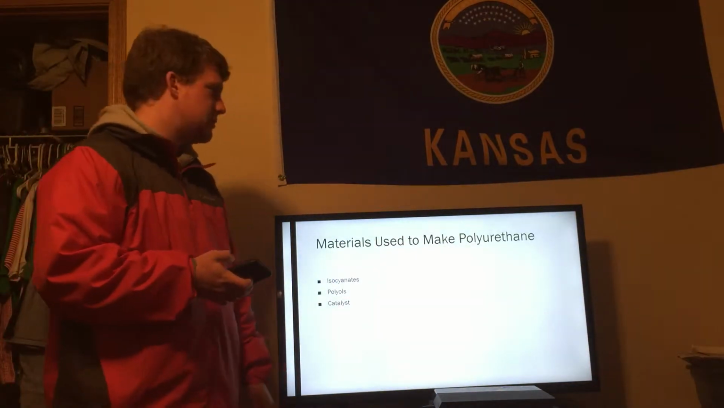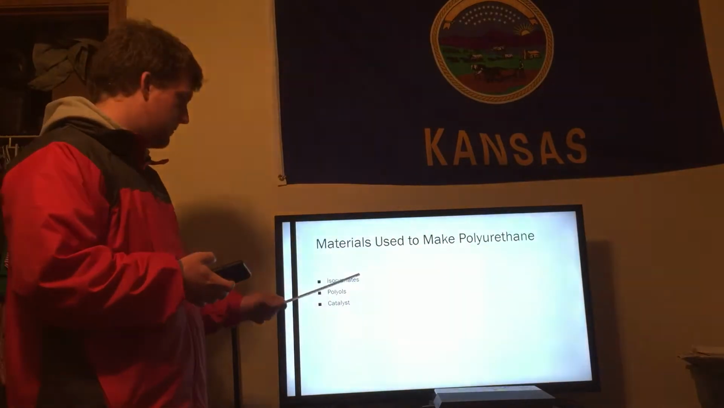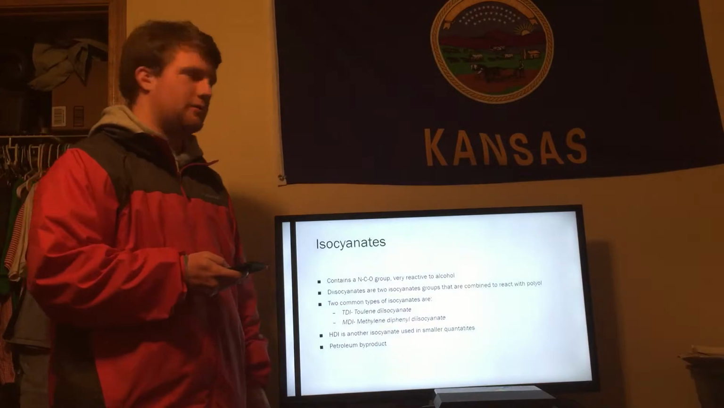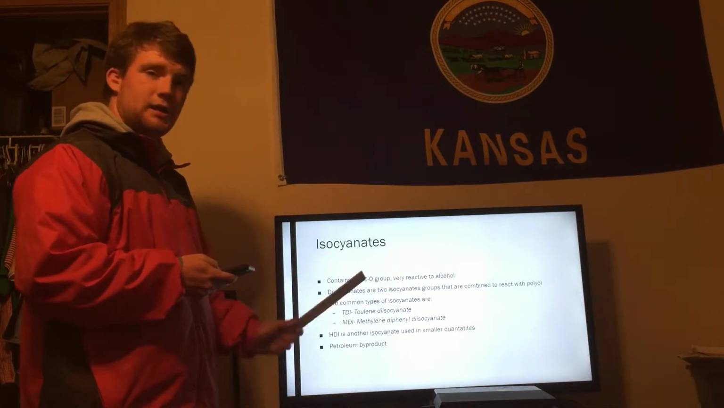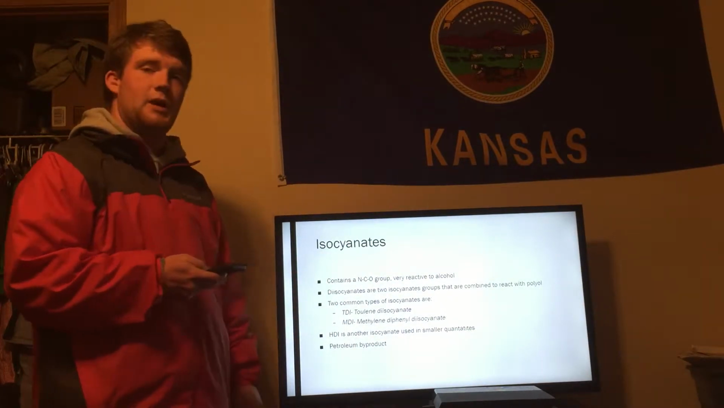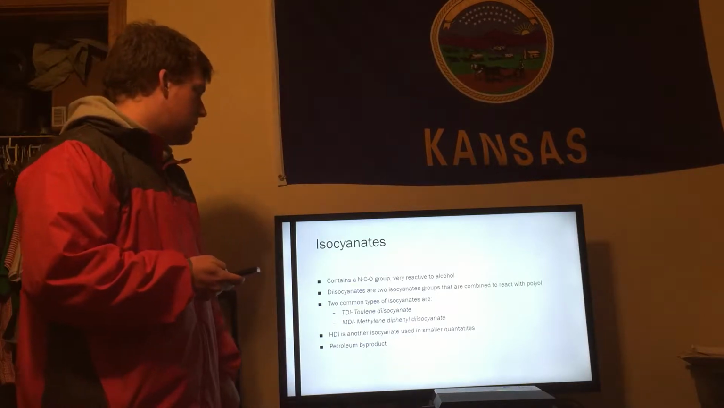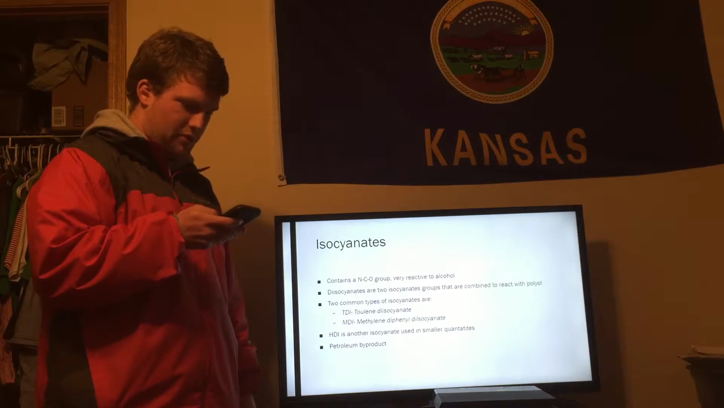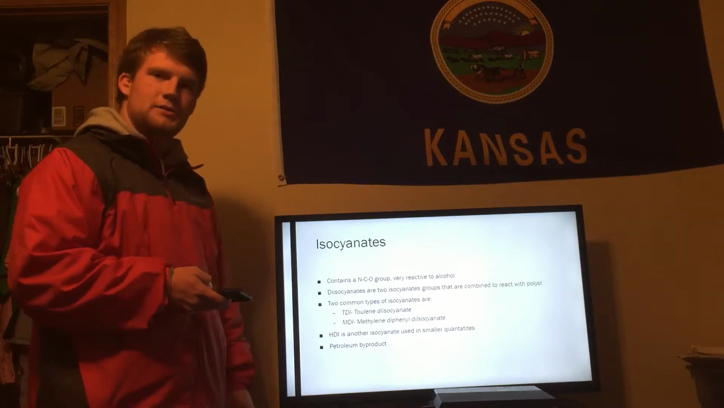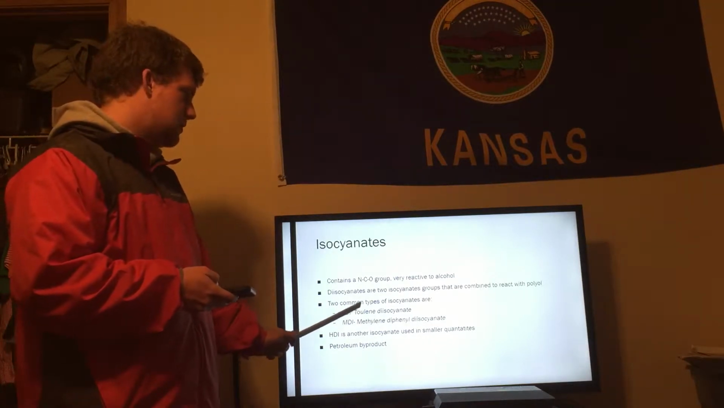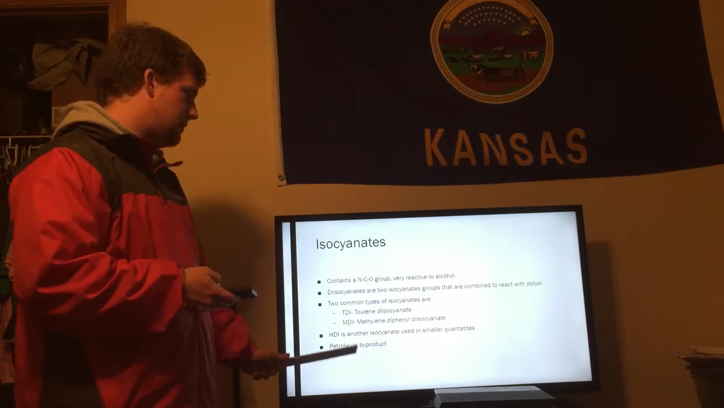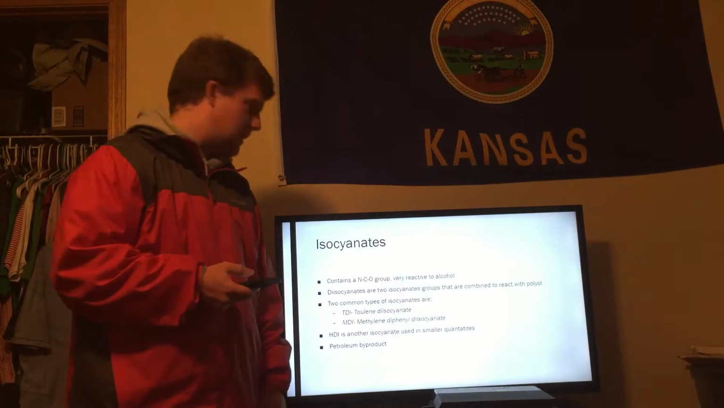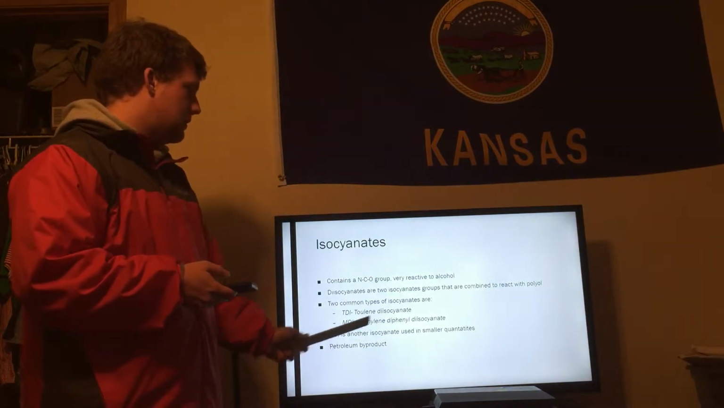There are three materials that are used to make polyurethane: isocyanate, polyol, and catalyst. The first material is isocyanate. It contains a nitrogen-carbon-oxygen group, which is very reactive to an alcohol. Diisocyanates are two isocyanate groups that are combined to react with the polyol. Two common types of isocyanates are TDI, which is toluene diisocyanate, and MDI, methylene diphenyl diisocyanate. Another isocyanate used is HDI.